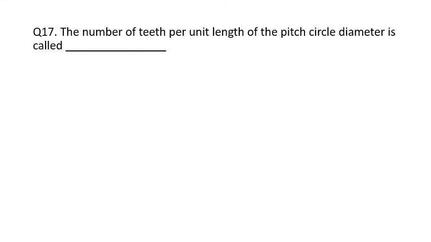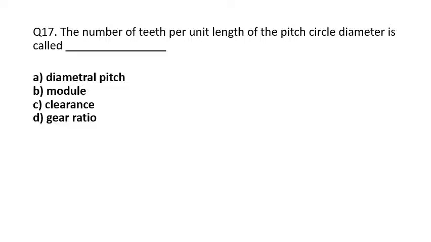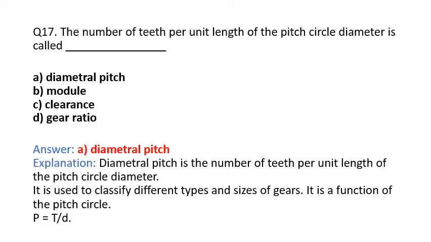Question number 17. The number of teeth per unit length of the pitch circle diameter is called A. Diametral pitch, B. Module, C. Clearance, D. Gear ratio. And the answer is A, diametral pitch. Explanation. Diametral pitch is the number of teeth per unit length of the pitch circle diameter.